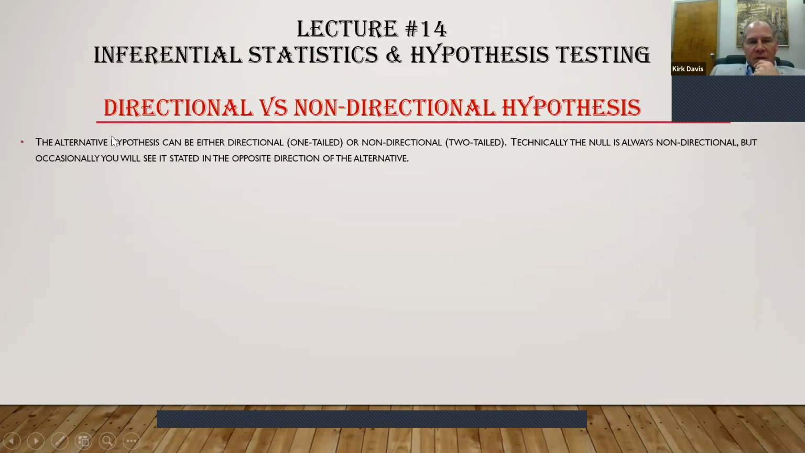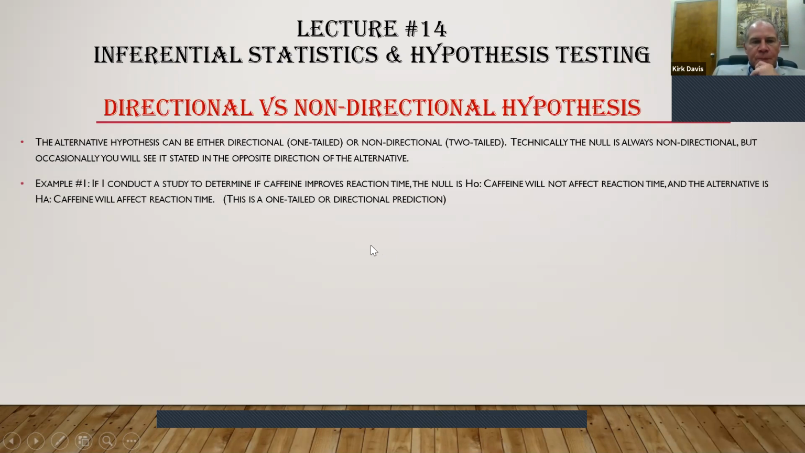So just as I stated a minute ago, the alternative hypothesis can be either directional or non-directional. Directional is one tail because we're specifying one tail of the distribution if we got a normal distribution, for example. And non-directional, either tail, left or right, up or down, improves or hinders.